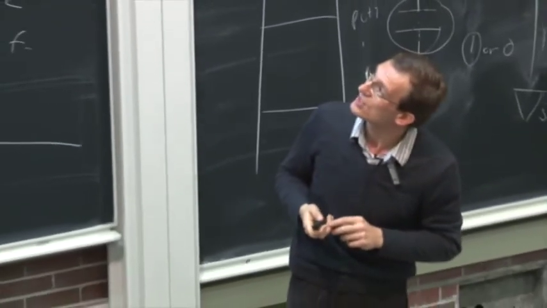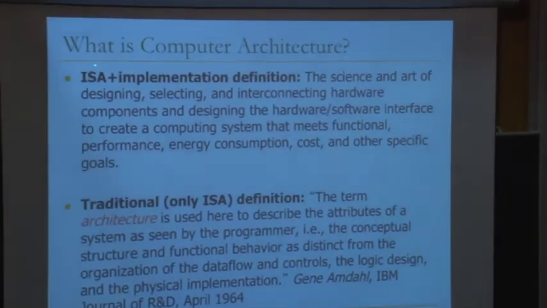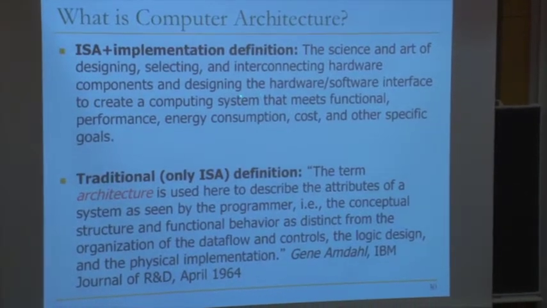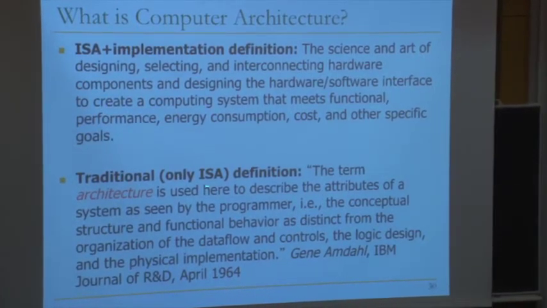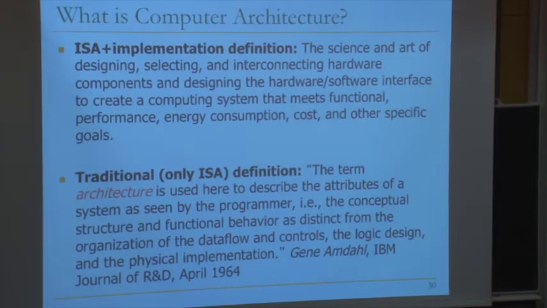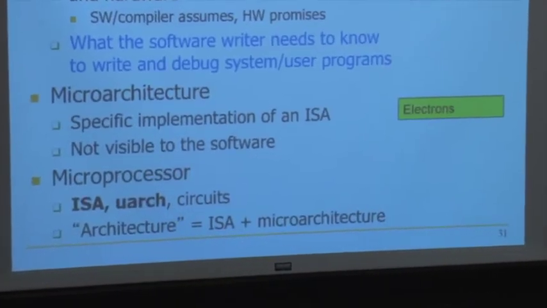I've already given you this, and I'm not going to go over it again, but the definition of computer architecture that includes ISA plus implementation is what I told you earlier. But the traditional, ISA-only definition is the attributes of a system as seen by the programmer. Basically, what the programmer needs to know about the interface. So let's take a look at that.